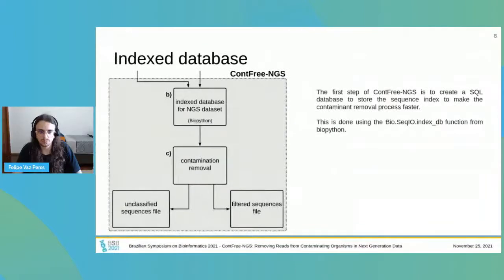So with the taxonomic classification file in hand, the first step of ContFree-NGS is to create a SQL database to store the sequence index to make the contaminant removal process faster. And this is done using the SeqIO index_db function from BioPython. And ContFree-NGS was the first software that I developed. So in this step, I tested various ways to do this process faster.